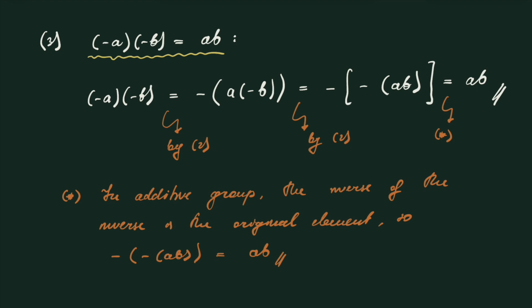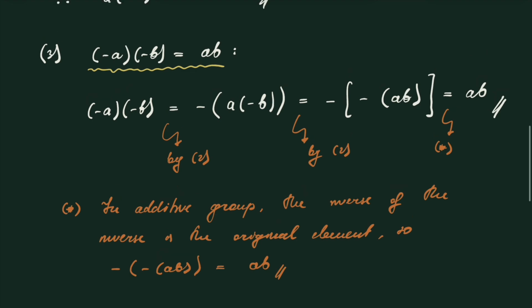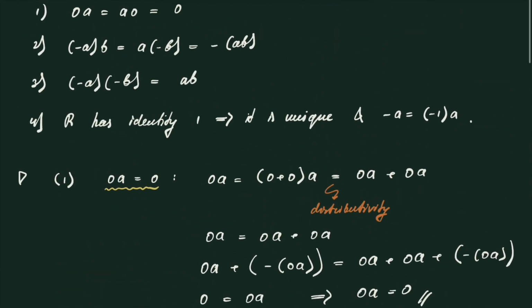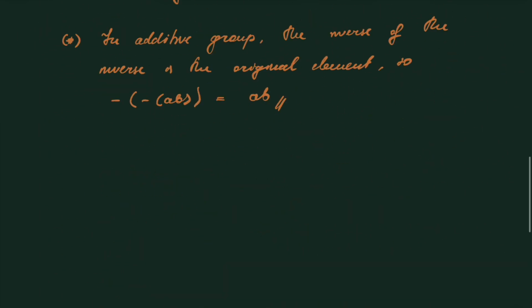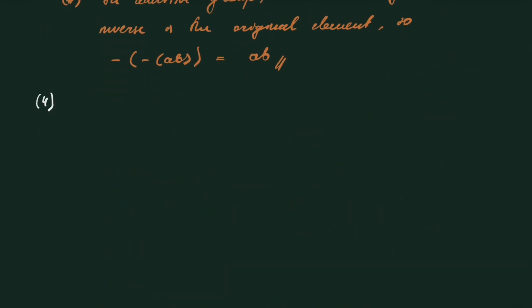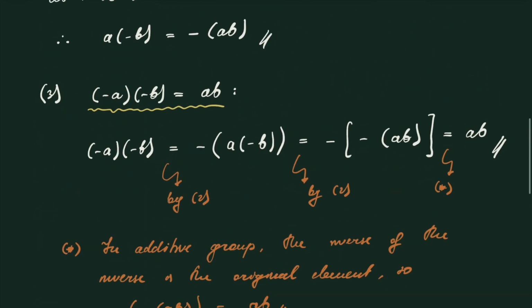So the most important part here was to show that this is equal to this one, and after this we can simply write AB because R is an additive group. Okay, now the last one remains, I believe. The last one is that if R has an identity, then it's unique and this identity holds. So let's write this down, the fourth and the last one.